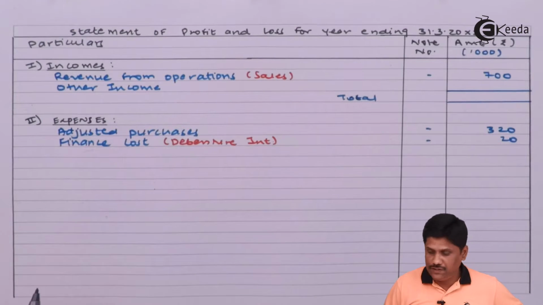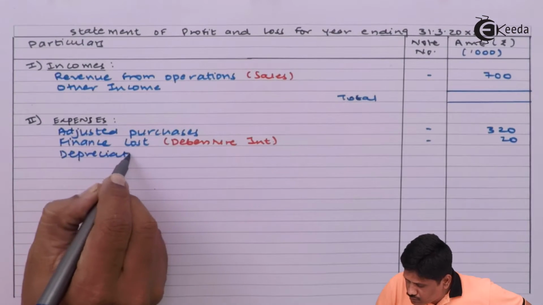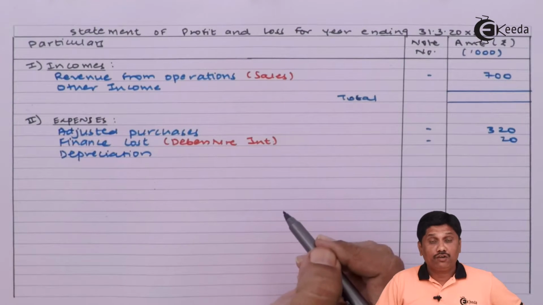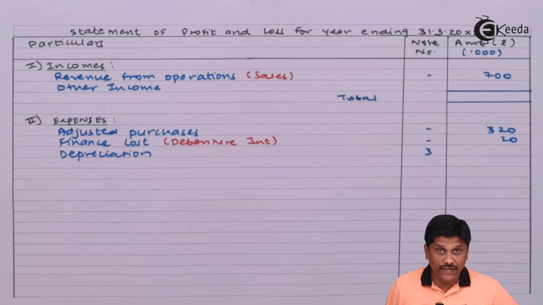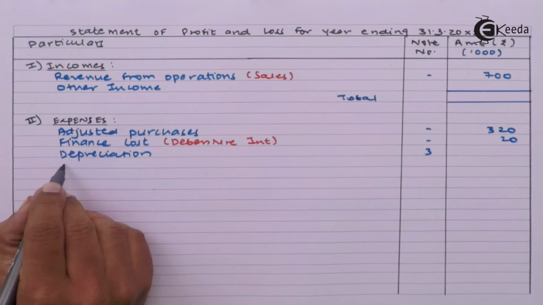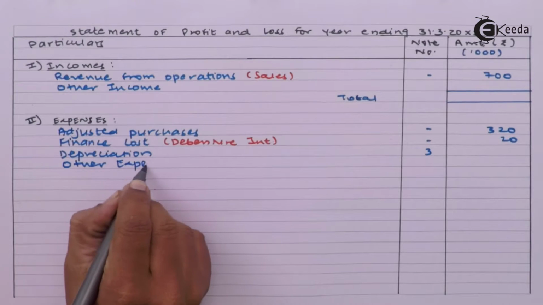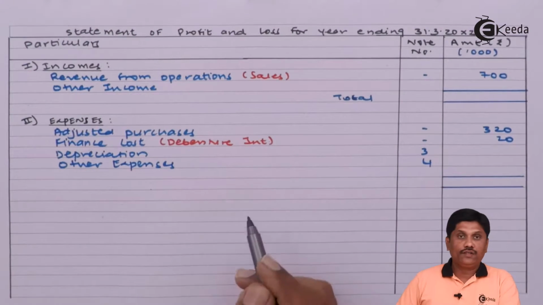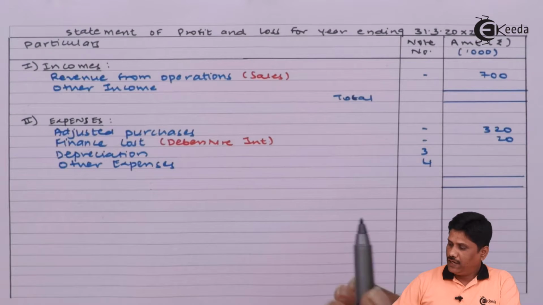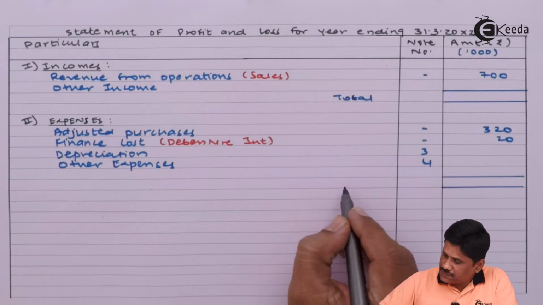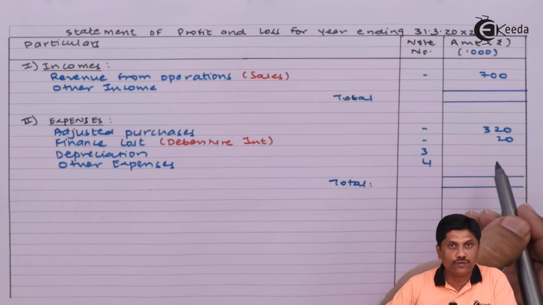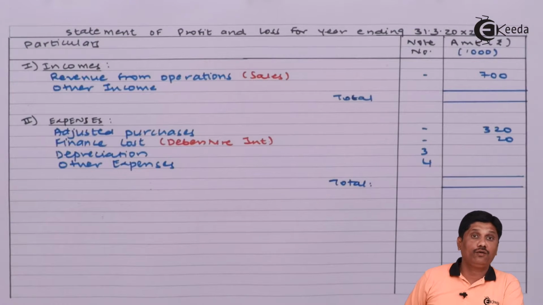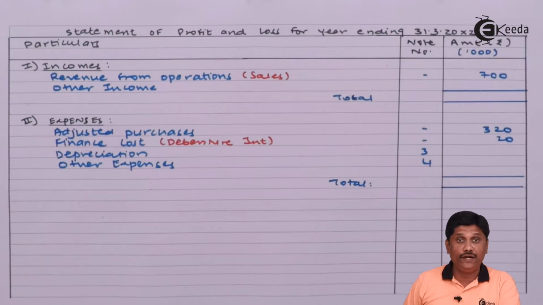Then we need to write depreciation. Depreciation we will copy from the note of fixed asset, note number 3. We will write down the figure once we come to know about that amount, and then we write other expenses. For other expenses, note number 4 we have written, and now we have to take a total of expenses. We'll write the total once we come to know all these amounts. For the time being, we are done with the format of the balance sheet and profit and loss account.